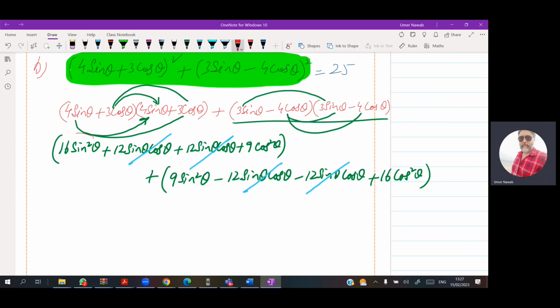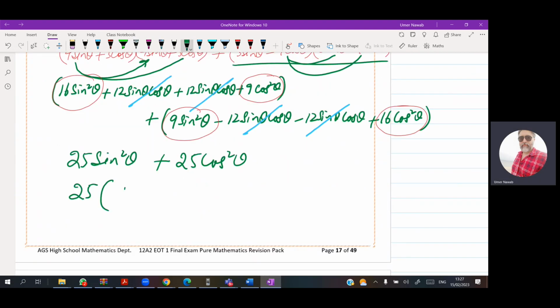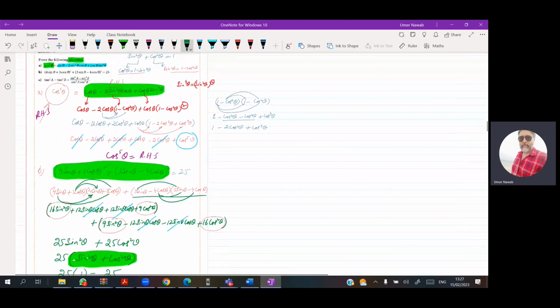Can I combine? 16 sine square plus 9 sine square will give you 25 sine squared theta. And here 9 cosine square plus 16 cosine square will give you 25 cosine square theta. Can I take 25 common? So sine squared theta plus cosine squared theta, which is a Pythagorean identity, equals 1. So my answer is 25 times 1, which equals 25. So this identity is also proved.